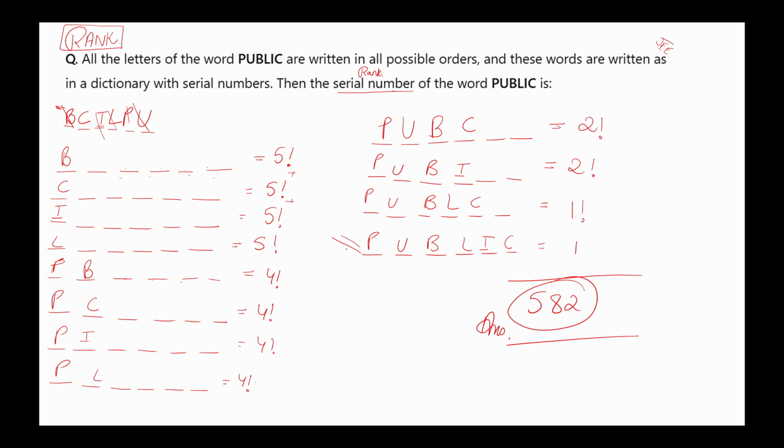Once we get our correct word public, we would simply add a 1 there as well, because the number that we have found out would be the rank minus 1. We are actually finding out the number of words that would lie before public. So to find out the rank of public, we have to add 1 there as well. That is why in the end we added 1 as well. That is why we got 582.